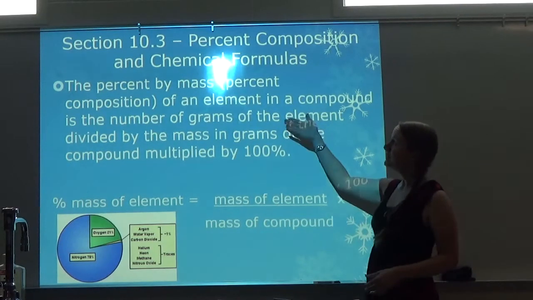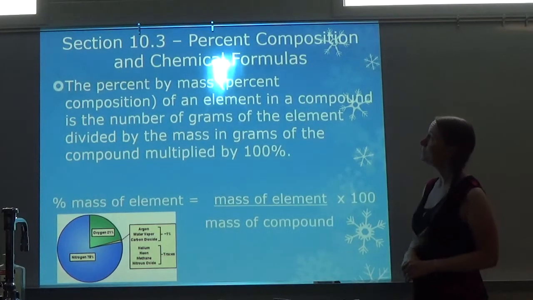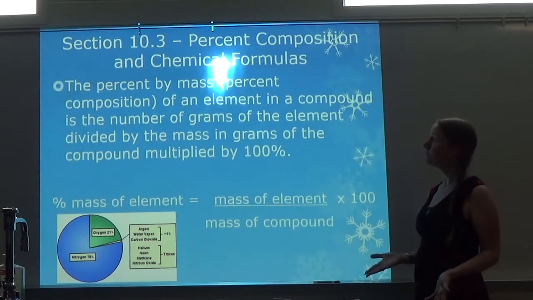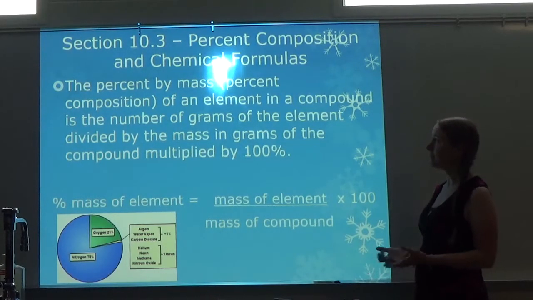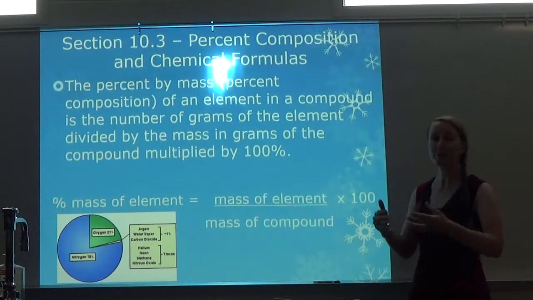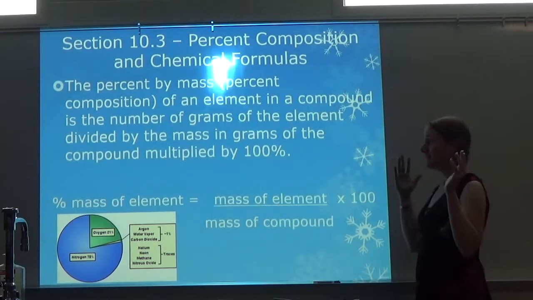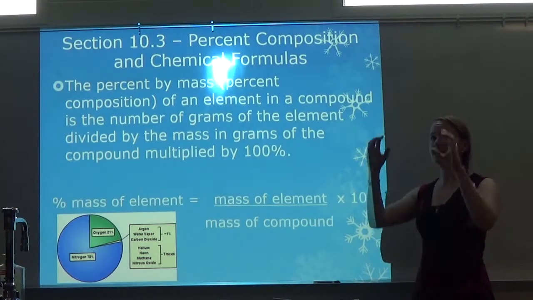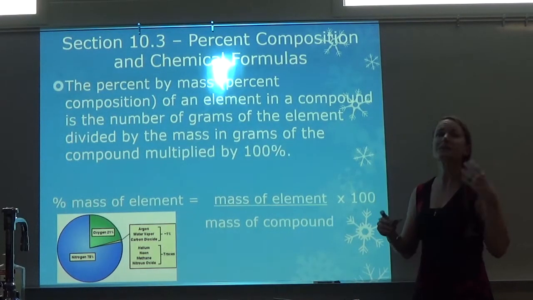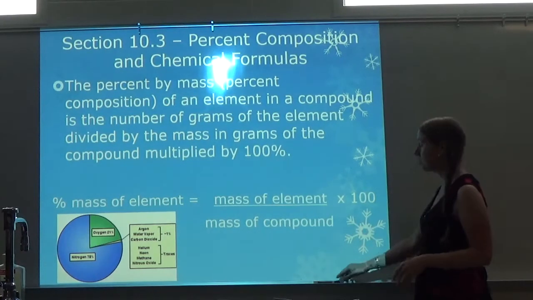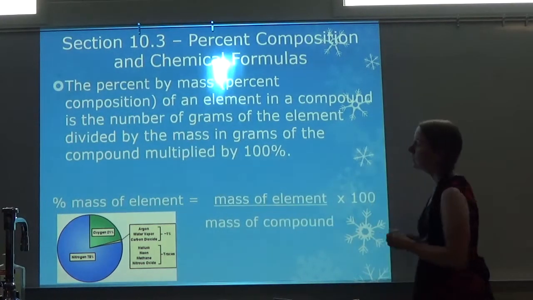So the percent by mass or the percent composition of an element in a compound is the number of grams of the element divided by the mass in grams of the compound multiplied by 100%. So that's a really wordy way of saying it's the element over the compound times 100 to turn it into a percentage. So this is the formula we're going to use.